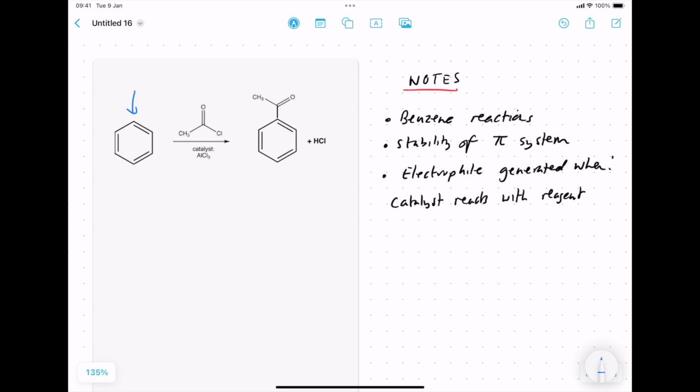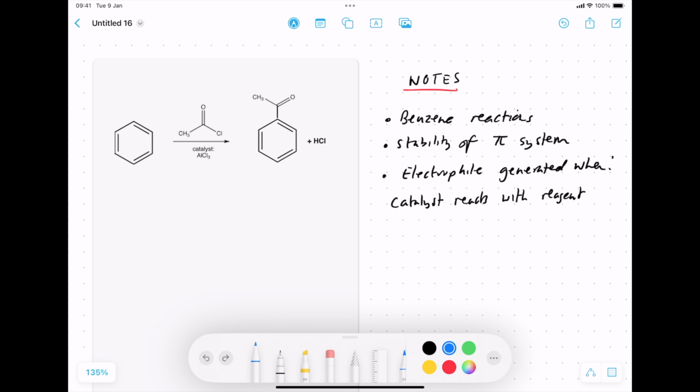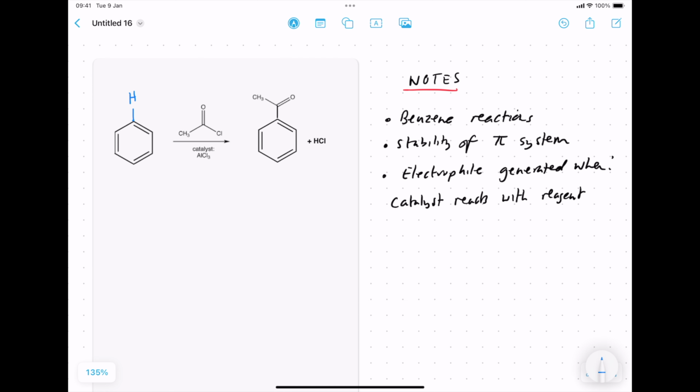And you can see that the hydrogen, which I'll just mark in blue here, has been swapped for the acyl chloride molecule, and HCl has been kicked out. So the hydrogen has been substituted for the acyl chloride molecule. And the catalyst is aluminium trichloride, which you will see pretty much the vast majority of the time with these benzene mechanisms. So let's go ahead and show the generation of the electrophile.